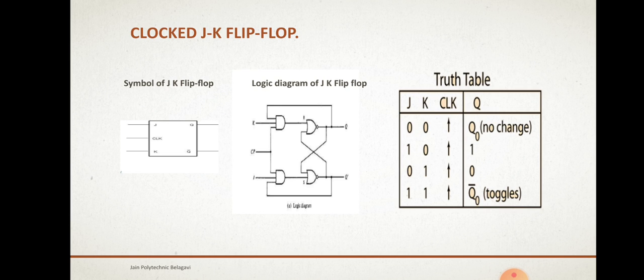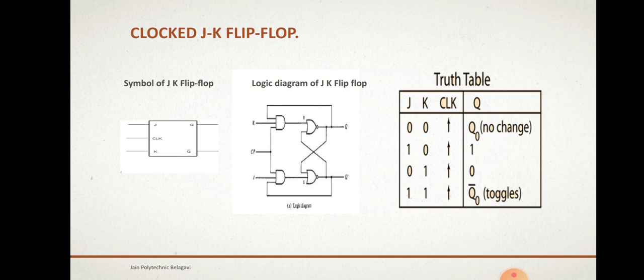When J equal to 1 and K equal to 1 and the clock pulse equal to 1, the output toggles. This toggle operation continues until the clock pulse goes back to 0, which is called the race around condition. This is an important concept in flip flops.